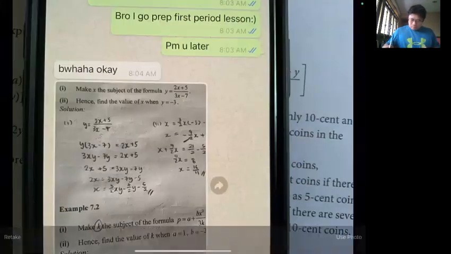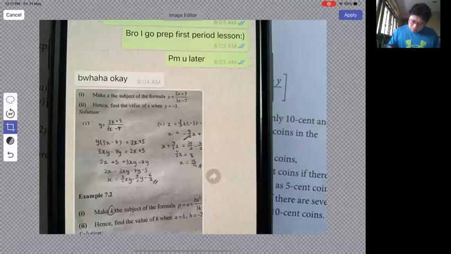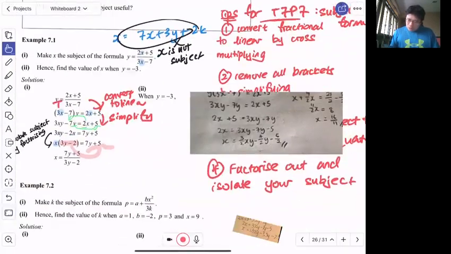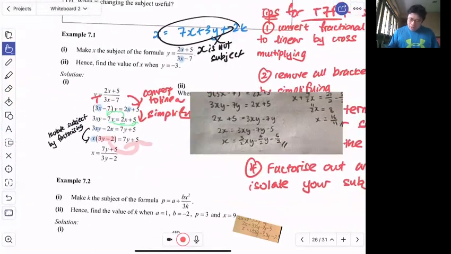I think another student also asked, can I do this? The answer is no. Again, why is it no? Same as the previous, because your x is not the subject. If there's another x here, it's not considered the subject.